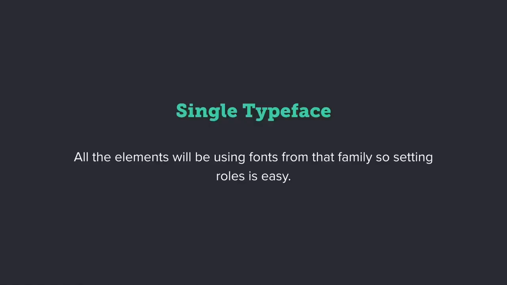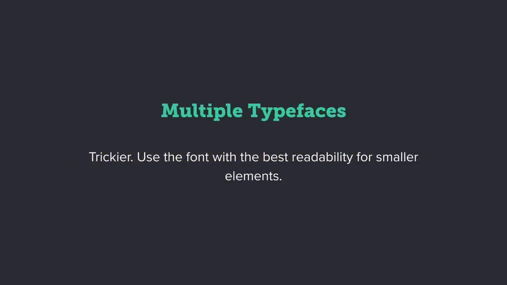In regards to roles, it's very simple when you're using a single font family for the entire website, right? Because all the elements will be using fonts from that family. But when you're using 2 different font families, or as they're also called, typefaces, then it gets a bit trickier. Personally, I like to use the fonts with the greatest readability for smaller elements in my UI, like body text, buttons, menus, captions, and that sort of thing. And use the other typeface on larger elements like headings. So that takes care of roles.